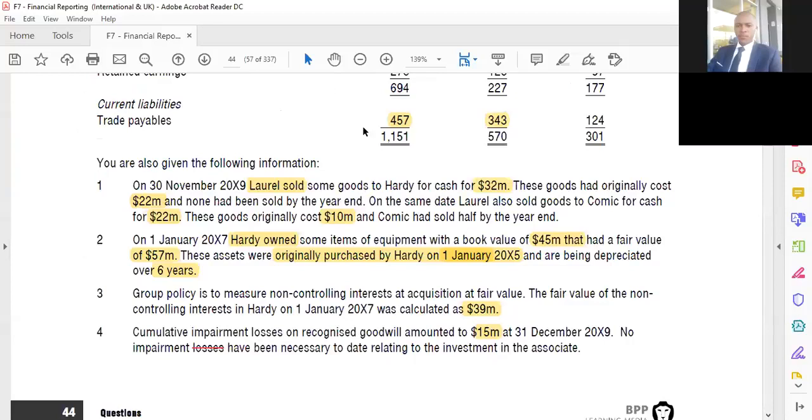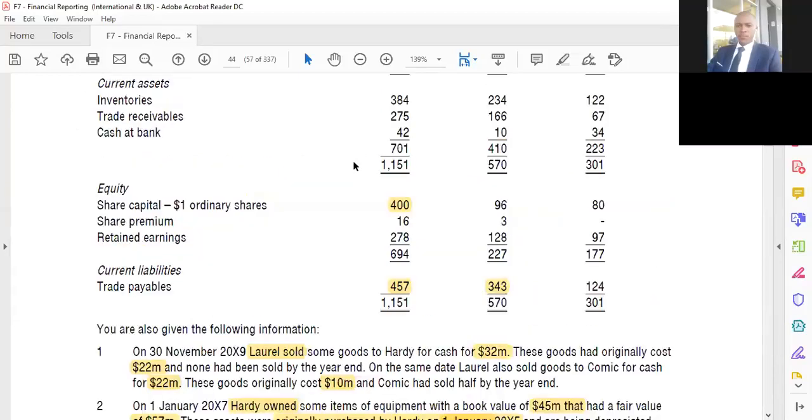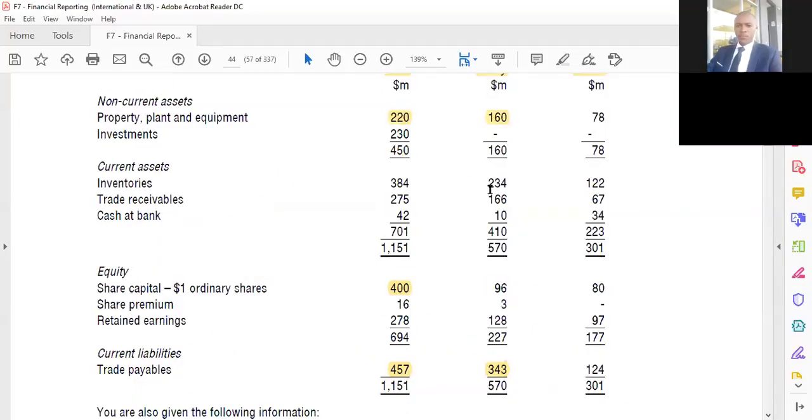What were the assets for this subsidiary? When you say net assets, we're not talking about inventories, we're talking about reserves: equity, share premium, and retained earnings. If you've noticed, these figures have been given to us at the date of report: the 96, the 3, and 128.